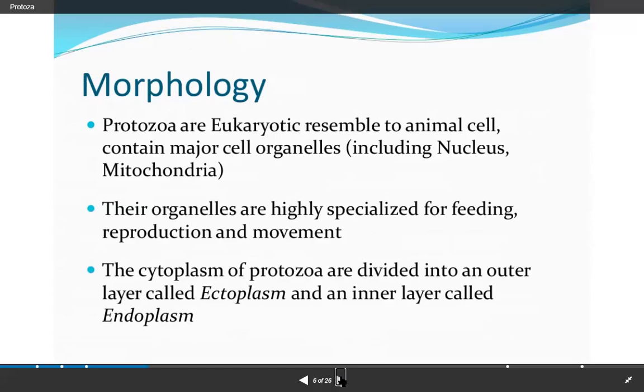Morphology means protozoans are eukaryotic, as we know that they resemble true cells. That's why they resemble animals, and they contain major cell organelles, including nucleus and mitochondria. Means they are unicellular organisms but have a complete nucleus, micro and macronucleus, along with the mitochondria, the powerhouse of the cell. Their organelles are highly specialized for feeding, reproduction, and movement.